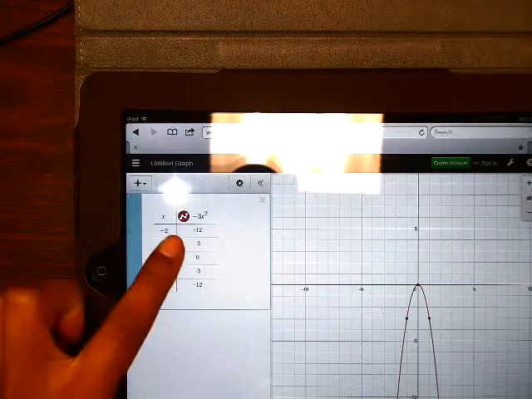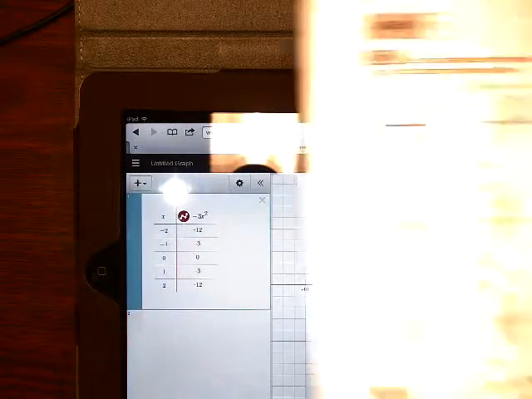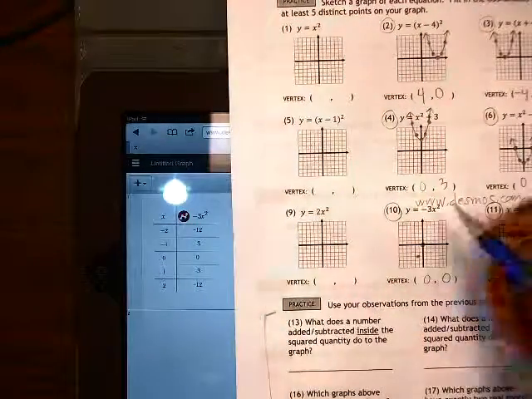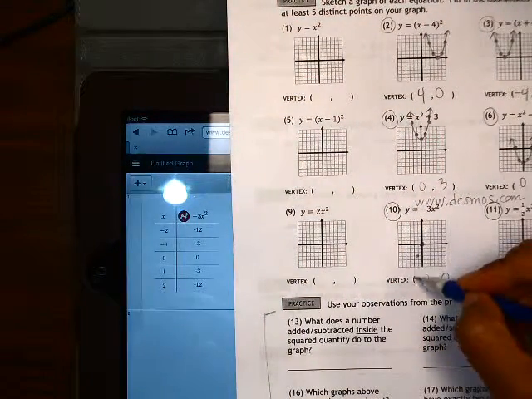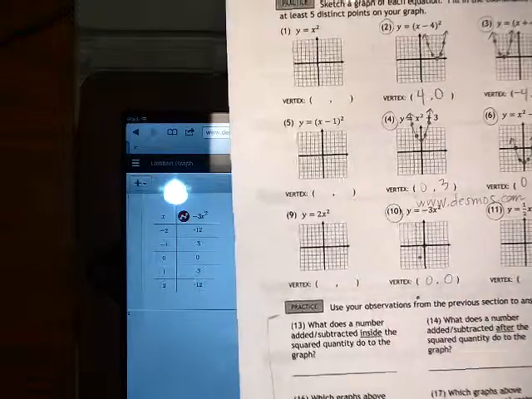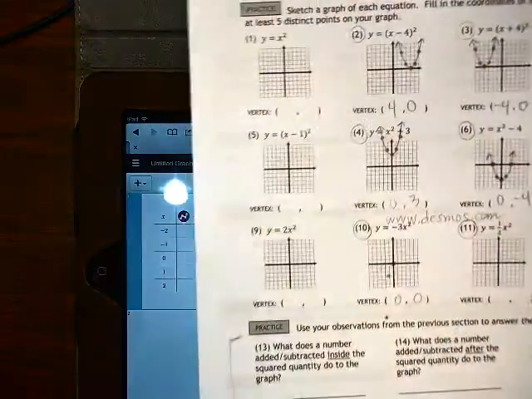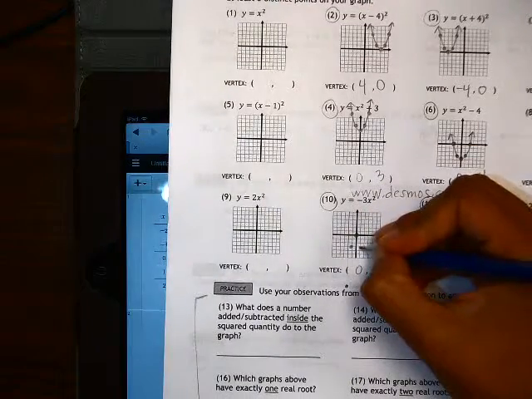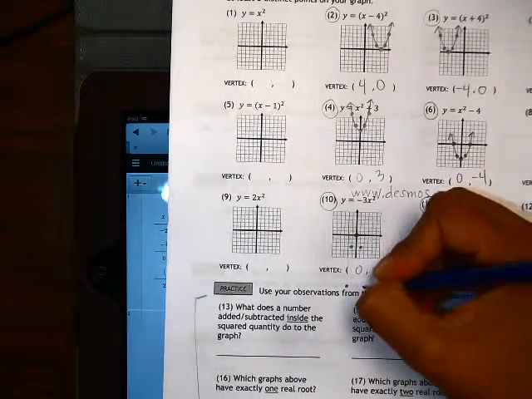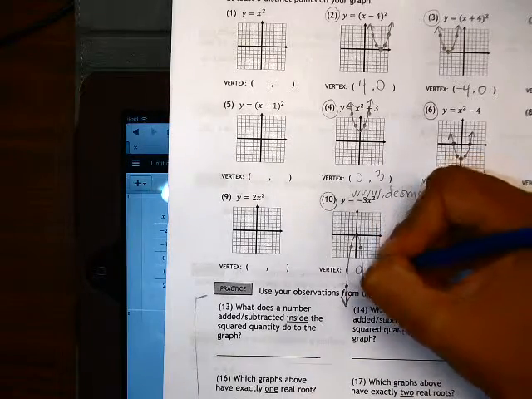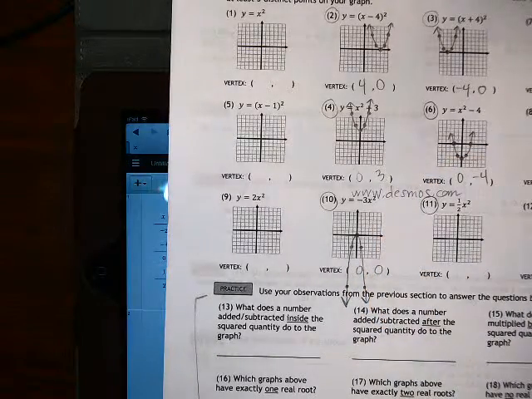Or actually, that is a negative 2, negative 12. So let me correct that. Instead of the point all the way up here, it's going to be negative 2, negative 12 all the way down here. All right, I also have 1, negative 3, and 2, negative 12. So I have this very stretched out parabola.